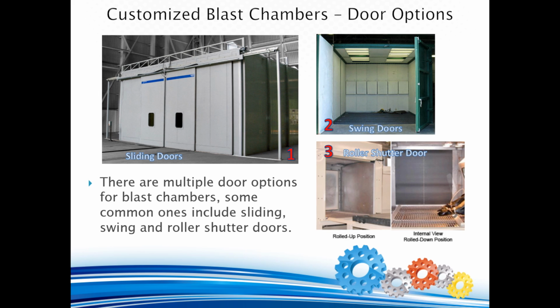On the left side of the image, we can see the blast chamber from the outside with the door in the rolled up position. On the right side of the image, we can see the internal view of the blast chamber with the door in the closed rolled down position. The roller shutter door layout has the added advantage of being space-saving since no additional floor area needs to be allocated for door movement. Regardless of the type of door used, a safety door interlocking mechanism is normally installed to ensure that blasting operations cannot be started unless the blast chamber doors are in the fully closed position.